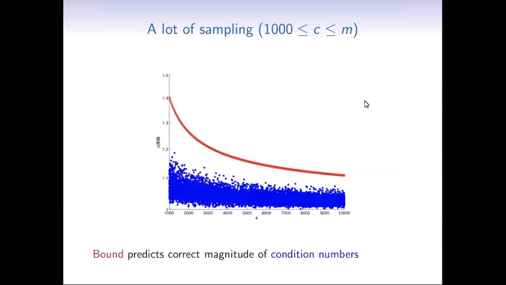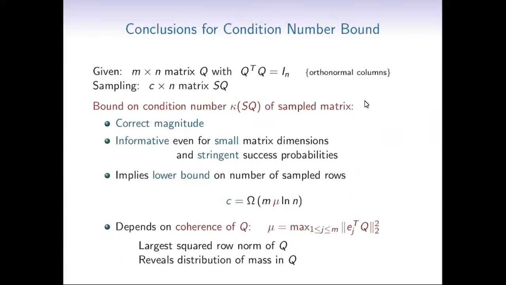And if we sample more, you may think, oh, this picture looks worse, but no. This is 1.4. Condition numbers of 1.4 are unheard of. So our bound gives 1.4. The exact condition numbers are 1.2. So this is an extremely good bound. To summarize, our condition number bound gives us the correct magnitude. It's informative even for very small matrix dimensions, so it doesn't need an asymptotic regime. It's already informative for small matrix dimensions and stringent success probabilities. We used a success probability of 0.99 here, and that was conservative. Now we are using a success probability of 1 minus 10 to the minus 16.